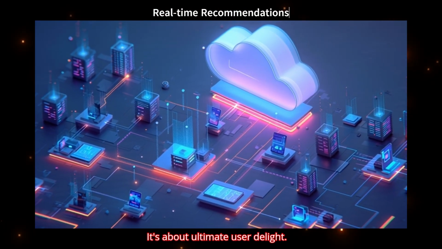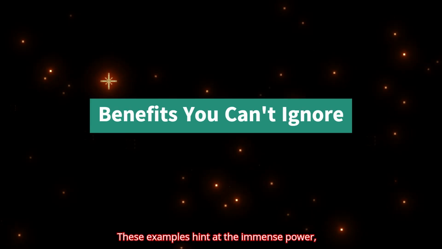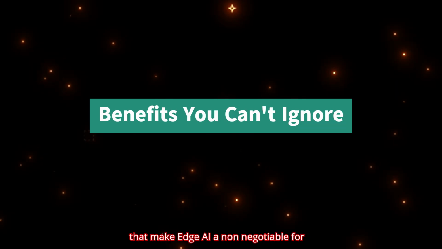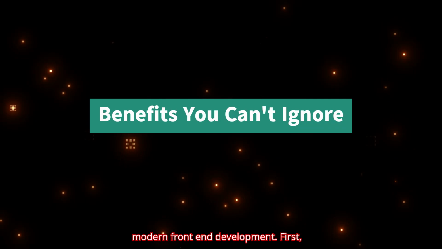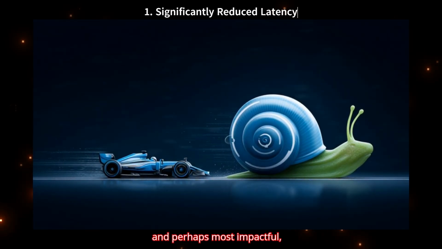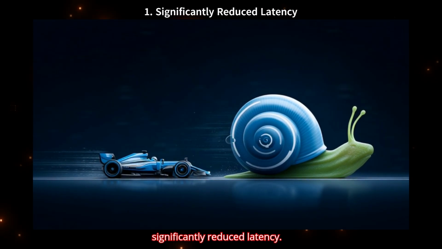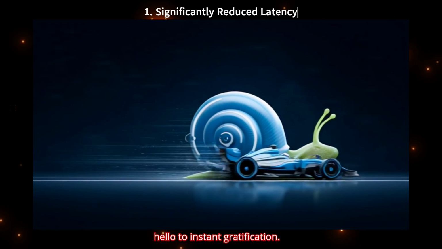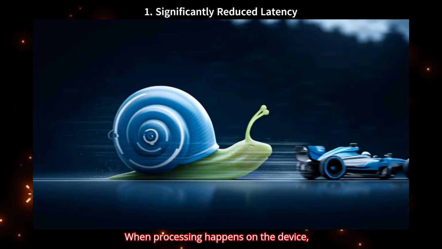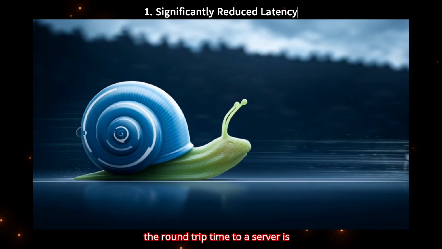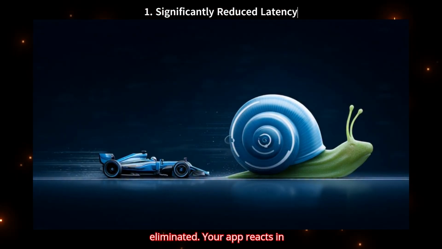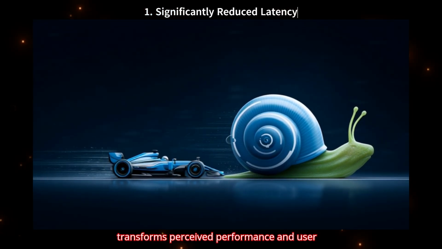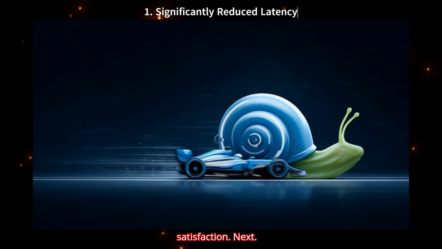It's about ultimate user delight. These examples hint at the immense power, but let's break down the core benefits that make Edge AI a non-negotiable for modern front-end development. First, and perhaps most impactful, significantly reduced latency. Say goodbye to spinner wheels and hello to instant gratification. When processing happens on the device, the round-trip time to a server is eliminated. Your app reacts in milliseconds, not seconds. This transforms perceived performance and user satisfaction.